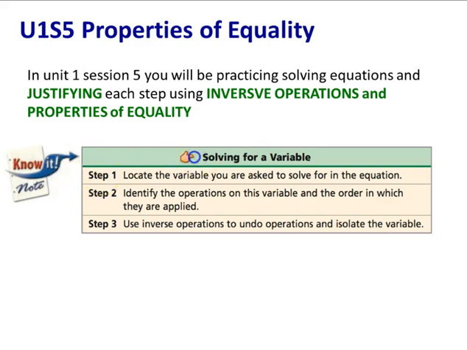So let's review. Let's say we've got an equation like 2x = 6, and we want to solve for the variable. So here are the steps that we always use when we solve for a variable. First, we locate the variable that we're trying to solve for. So we always look and say, okay, where's our variable? And in this particular equation, our variable would be x.